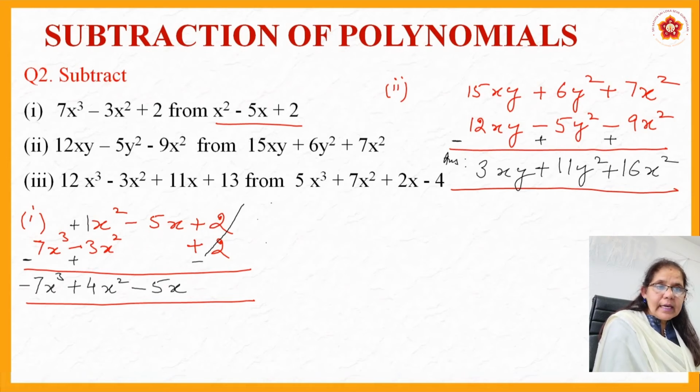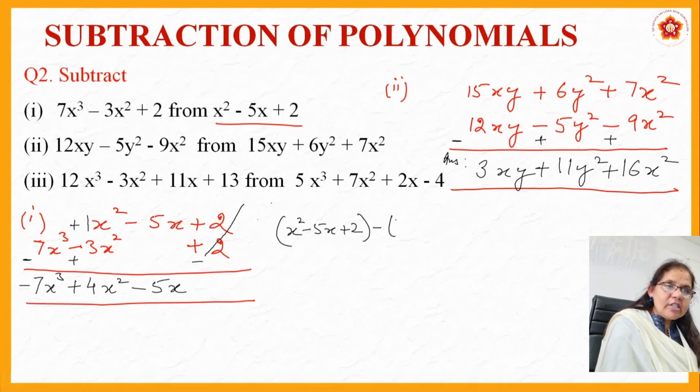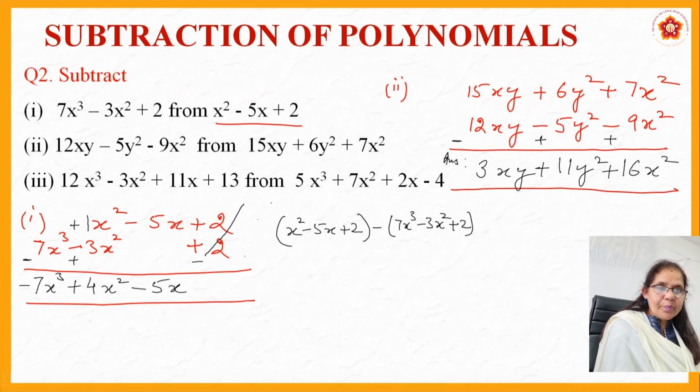The same question can be done the other way also, the one which I had explained. You have to first write down the polynomial from which the subtraction has to be done. Write down the second polynomial which you have to subtract. Open the bracket. Whenever minus sign is there outside the bracket, all the signs will change. So plus 7x cube will become minus 7x cube. Minus 3x square will become plus 3x square. Plus 2 will become minus 2.